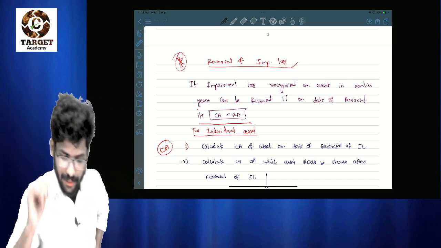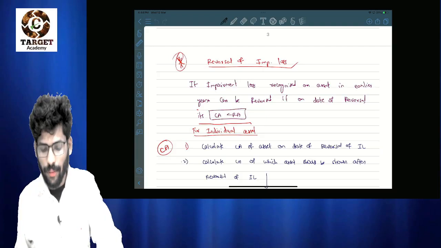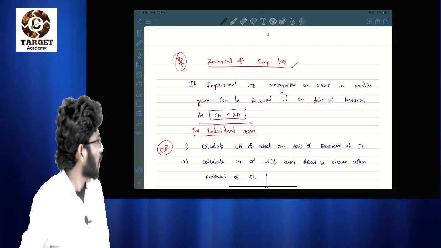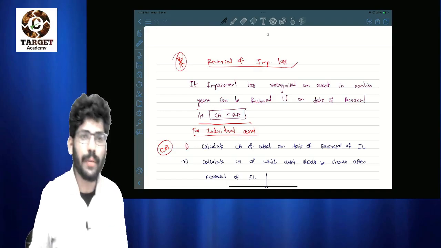Okay guys, next topic, reversal of impairment loss. It's also a very important topic for our exam. What is the topic? Reversal of impairment loss. So when will this concept arise?